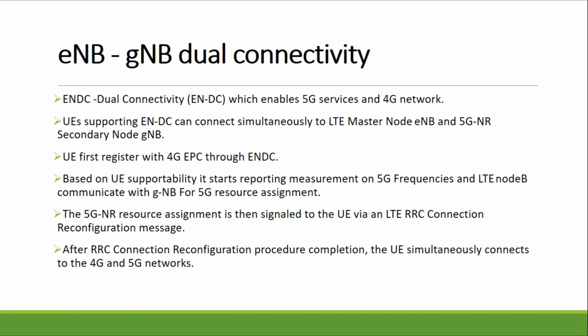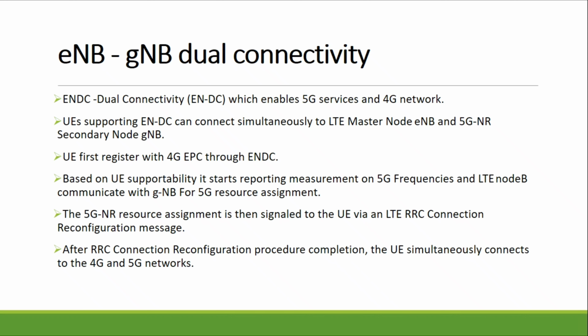In this case, as we know, our EPC will be of 4G only, through which the UE will register. The UE will do the first registration through the 4G EPC only, and based on the UE supportability, it will go on reporting the measurement of 5G frequencies which are available, and the LTE nodeB will communicate with that secondary node, that is gNB, for their 5G-NR resource assignment.